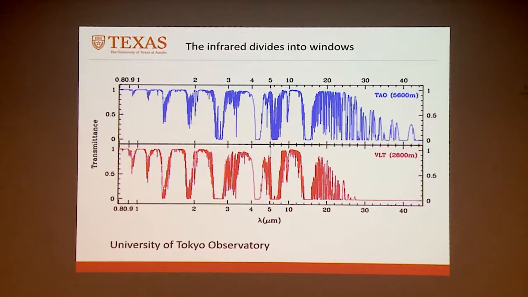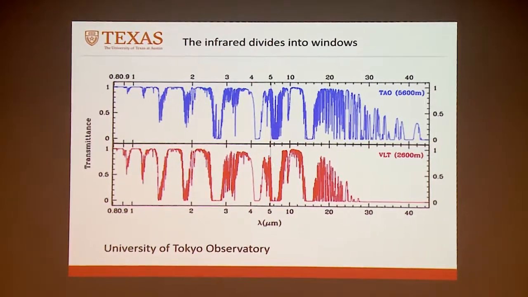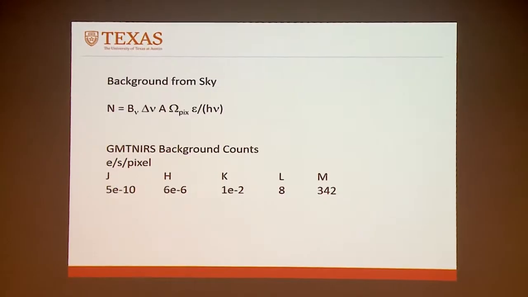So the J window is here, the H window is here, K here, L here, and M here. And that's just because that's what the atmosphere gives us. So another thing that determines how we classify what different parts of the infrared is by the background.